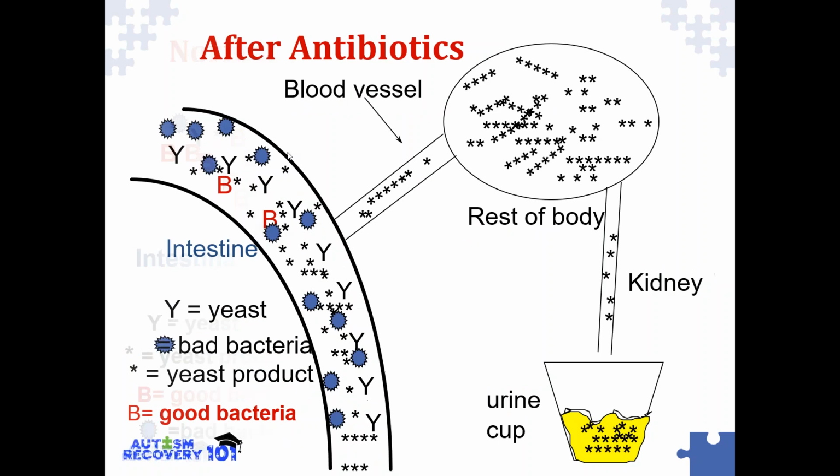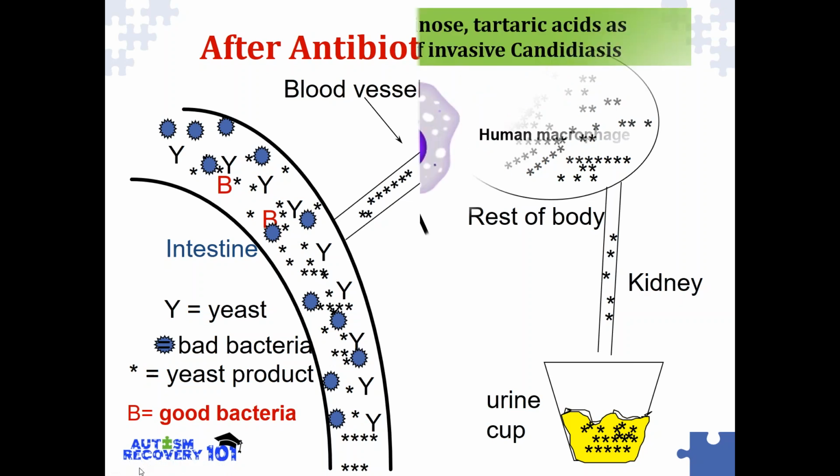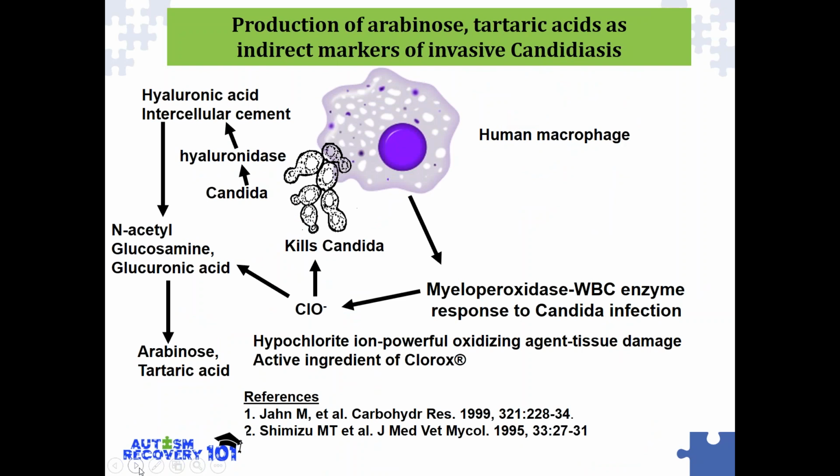But let's say after an antibiotic, we tip the scales. Now we've eliminated a lot of the good bacteria, and we're left with more opportunistic bacteria and a lot more yeast. Now the yeast are producing a lot of these toxins, and that is then being detected in the urine, which is exactly what the organic acid test is doing.